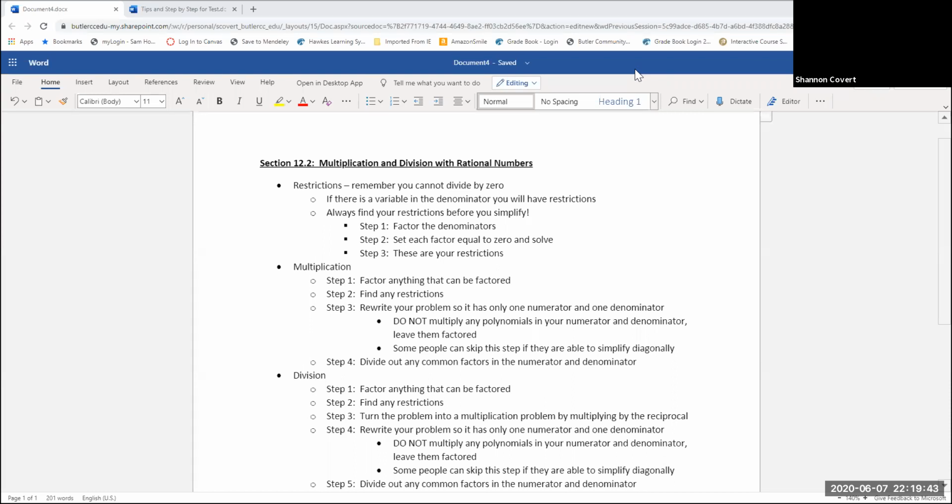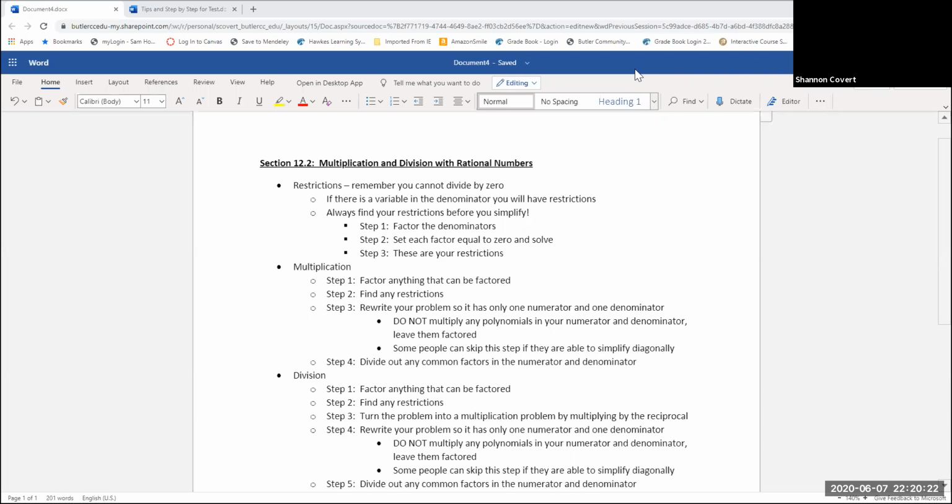Let's talk now about multiplication. The steps for multiplication include step 1, factor anything that can be factored. That means factor your numerator, factor your denominator, every single rational expression or every single fraction. Step 2, find any restrictions. You can go back up and look at what those restriction steps are. Every denominator, once it's factored, set those factors equal to 0 and solve and find all of your restrictions.